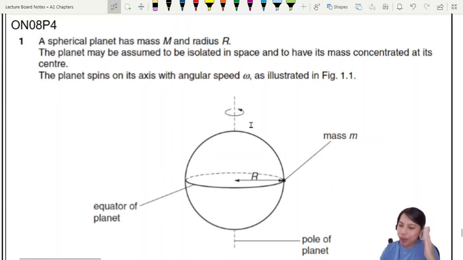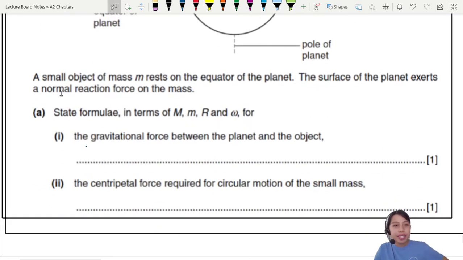This question is quite the boss. You have a spherical planet with certain mass and radius. The planet is assumed to be in space by itself and has all the mass concentrated at the center. Now this planet spins on its axis with angular speed. You see this arrow here that shows you how it's spinning, like our Earth.